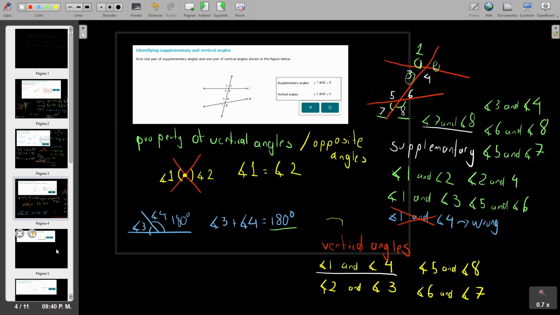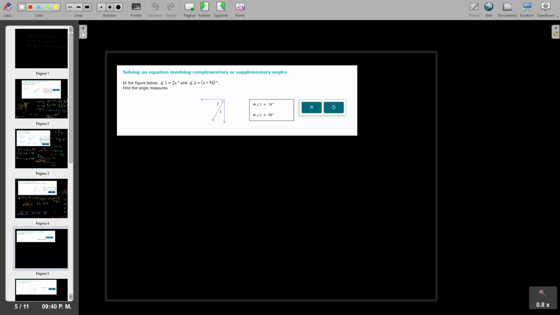Now we're going to exercise number 4. I don't remember how long I have taken explaining this, but this is going to be easy. These are solving an equation involving complementary and supplementary angles. Remember, a complementary angle will be a right angle divided by a line, which means that angle number 1 plus angle number 2 is going to be equal to exactly 90 degrees.